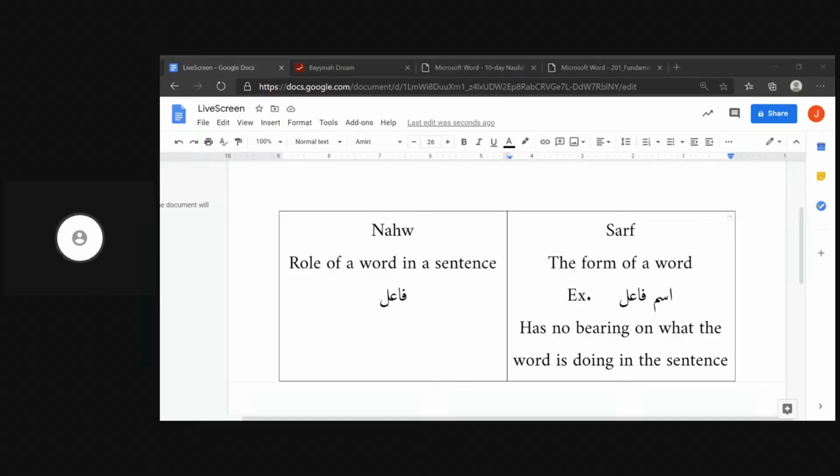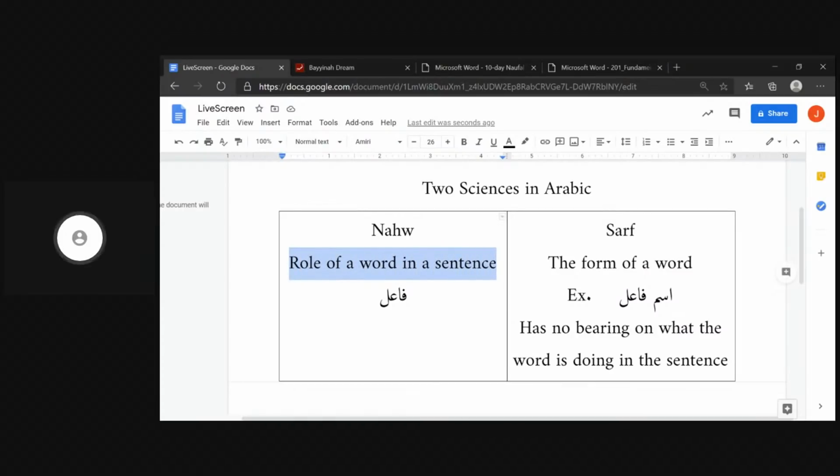Can I please explain once more? Okay, I'm going to explain this part once more and then I'll move on to examples. So, again, these are two separate sciences in Arabic. There's Nahu, there's Sarf. And when it comes to the vocabulary regarding Nahu and Sarf, the vocabulary of Nahu focuses on what a word is doing in a sentence. The vocabulary in Sarf focuses on the word itself. What is the word? Not what is it doing in a sentence? How does it relate to other words? Just what is the word? Okay?